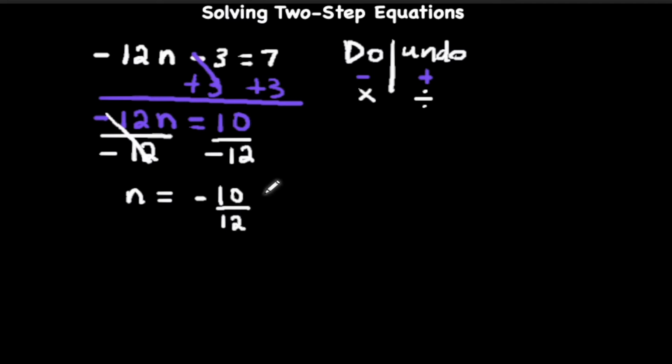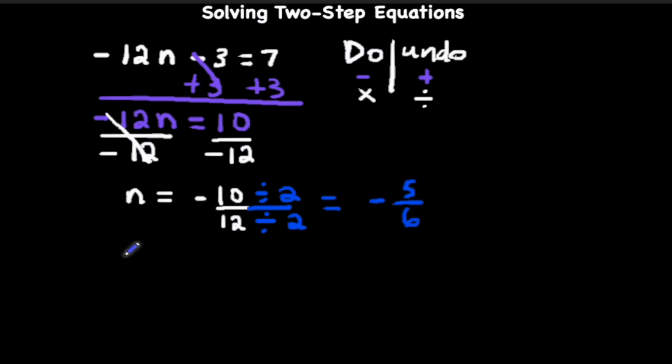So we're going to divide by 2 in the numerator as well as in the denominator. So that's equal to negative 5/6. Okay, so let's go ahead and plug this back into the original equation.